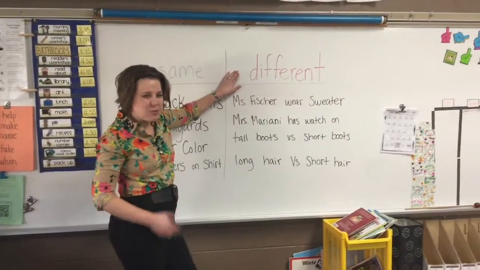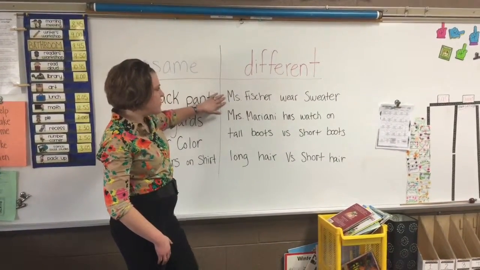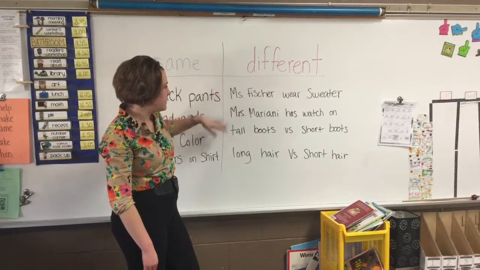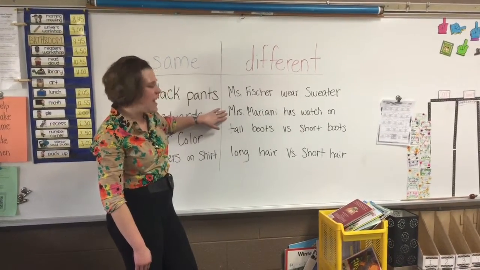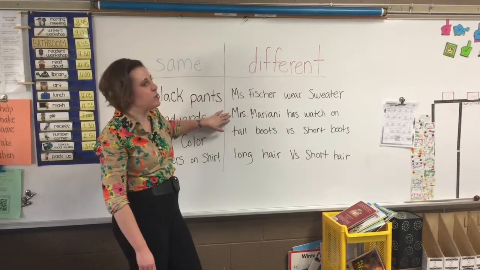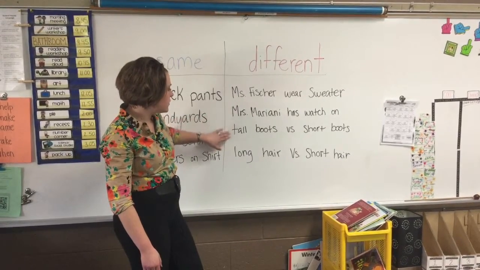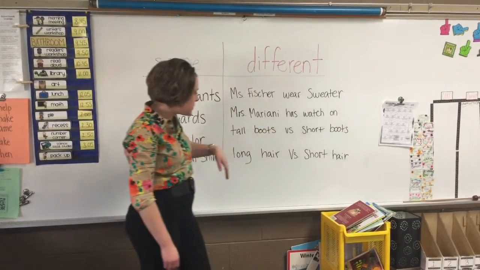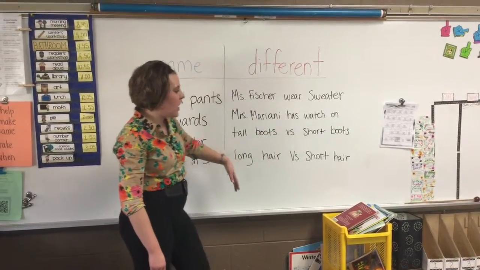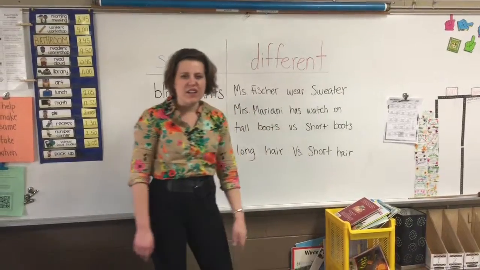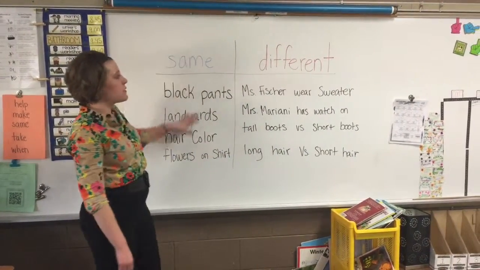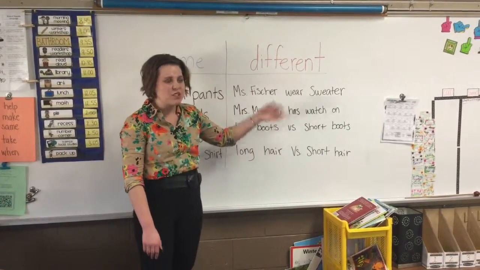Some of you noticed that we had things that were different though. Miss Fisher wore a long sweater and I didn't have any sweater on. I had a watch on my wrist and Miss Fisher wasn't wearing a watch. I had tall boots and Miss Fisher had short boots. Miss Fisher had long hair and I had shorter hair. We compared and contrasted those pictures and we noticed things that were the same and things that were different.